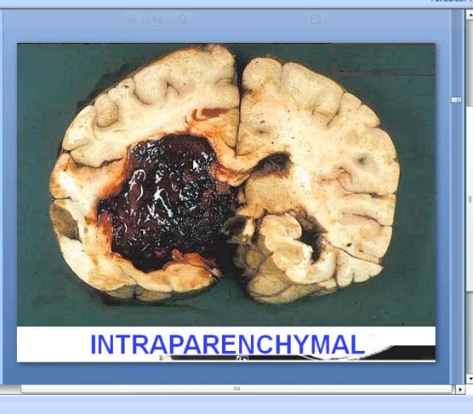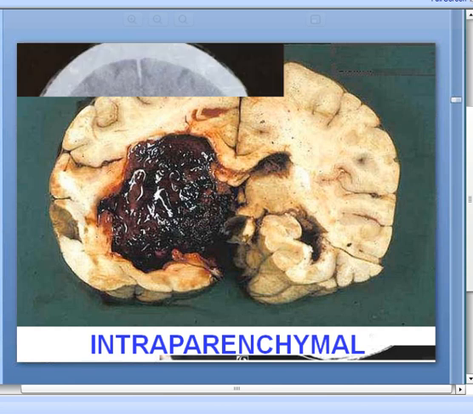Could a subarachnoid hemorrhage become intraparenchymal? Of course it can, if it's big enough. Could an intraparenchymal hemorrhage also bleed into the ventricles like you see here? Of course it can, if it's big enough.